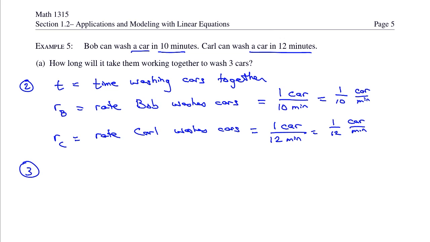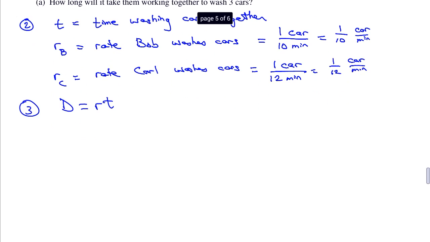Now we use the same principle as distance is equal to rate times time. The distance in this case is not a physical length like feet or yards or anything. It's actually the number of cars that have been washed. So if you take the rate at which someone washes a car and the amount of time that they wash the car, that tells you how much of the car is washed.